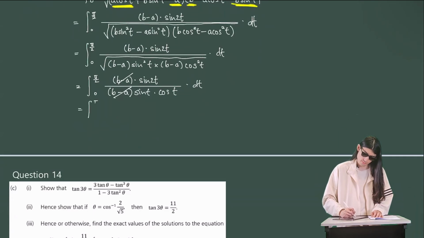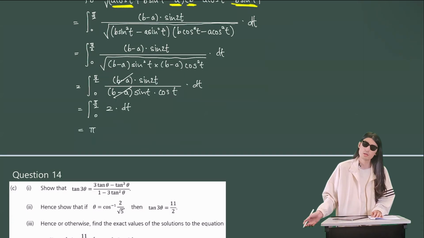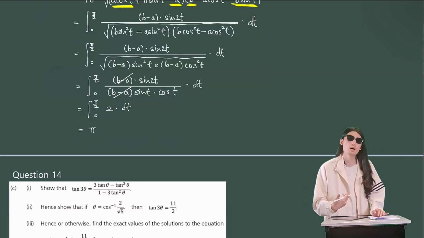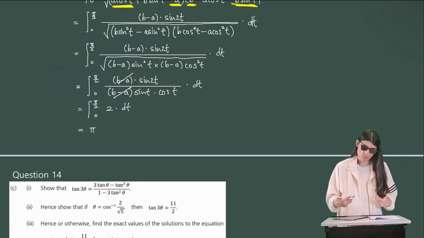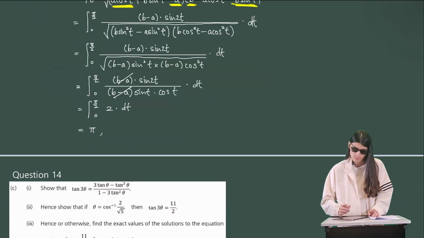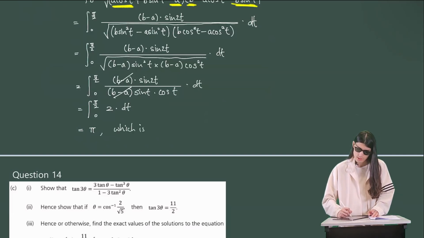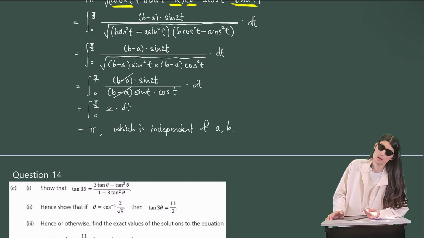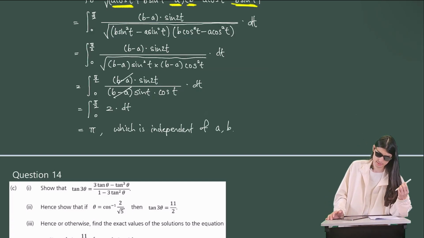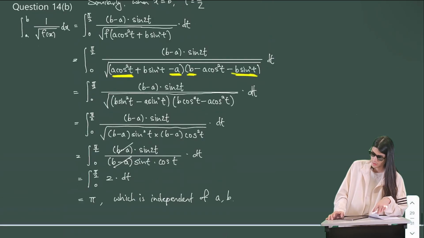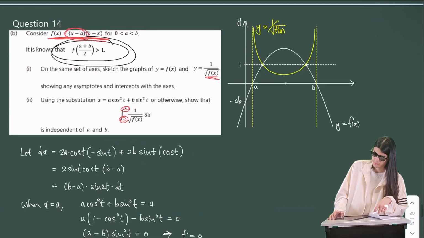So you end up with 2 as your integrand. And that, of course, 2t from 0 to pi on 2, you evaluate that, you get pi. And of course, pi, guys, is independent of a and b, as the question requires it to be, isn't it? Okay? So that's the integration by substitution.